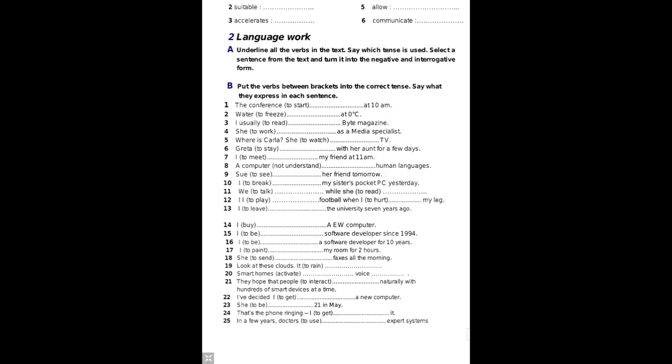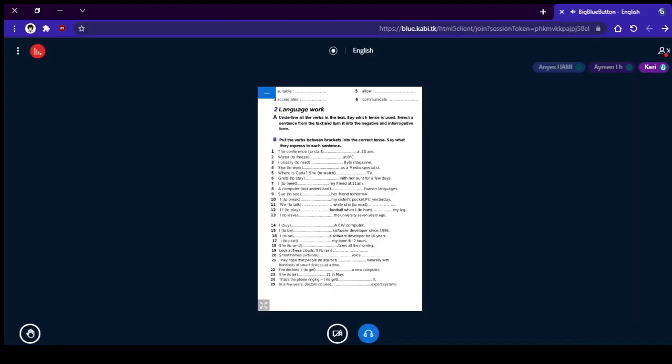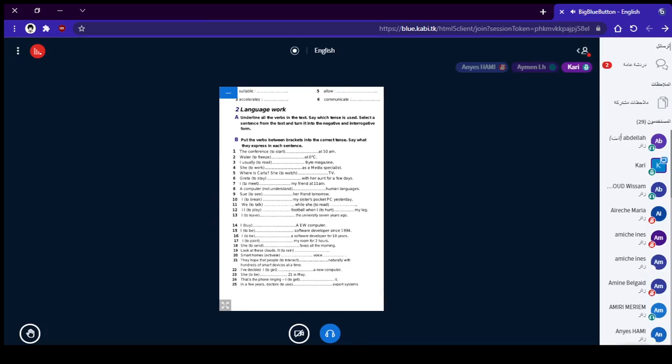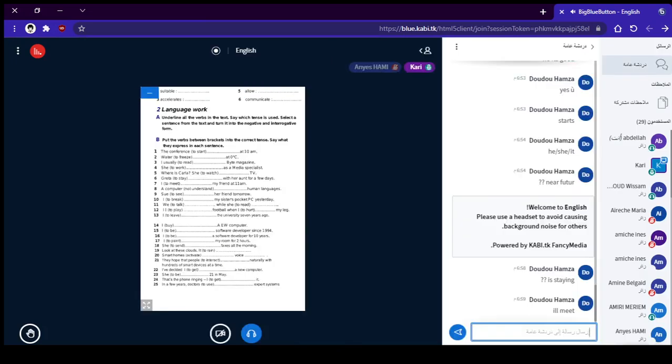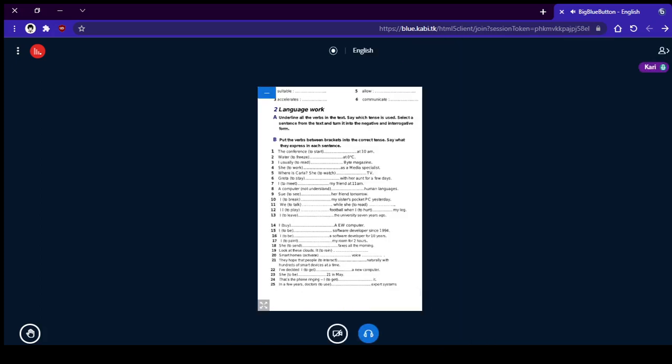Okay. So, I to meet my friends at 11 a.m. I'm gonna meet, miss. Yes, present continuous. I'm meeting my friends. Or I am going to meet my friends. Both could be correct in this case, because we don't have any mark of the time. So we are somehow free to use either I am going to meet my friends or I am meeting my friends at 11 a.m.